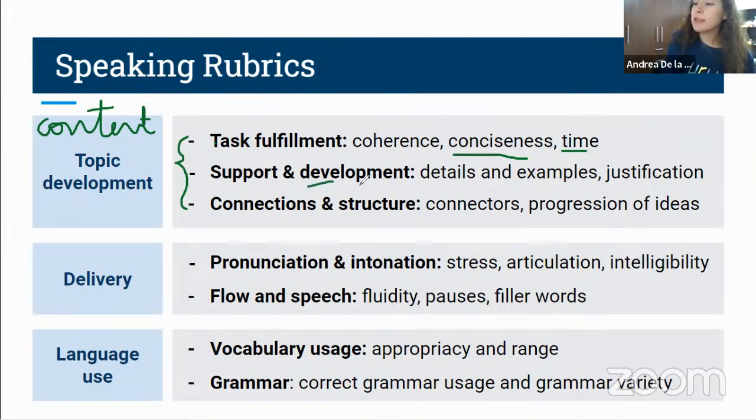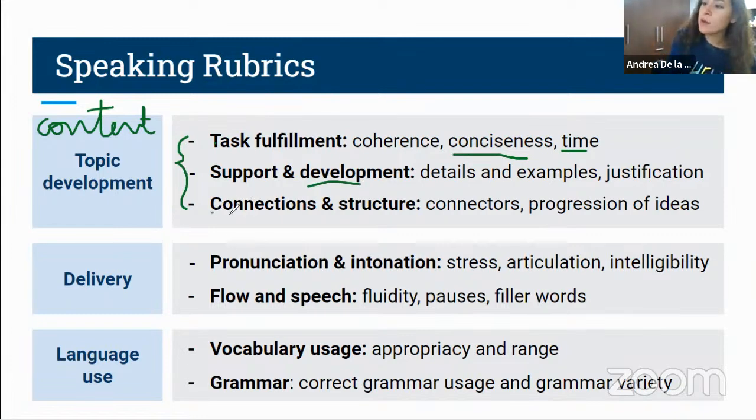Now, support and development is related to the depth that your response has. Specifically in task number 1, as you know, they're going to ask for your opinion on something, right? Like maybe they say, do you prefer to run or to walk? So what you need to do is give your opinion on what you prefer. But it's not enough just to give your opinion. You need to actually support your opinion, develop it, elaborate on that idea. You cannot just leave it superficial. It has to have some depth. So in order to support your opinion, you need to give reasons, details, explanations, justifications. You need to develop that idea, not just leave it there. So it has to have a certain depth, okay?